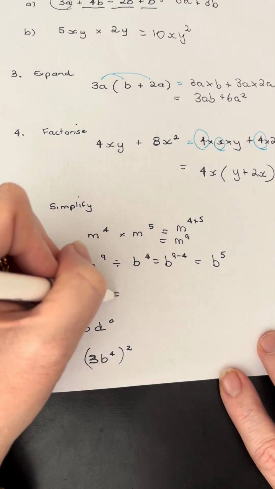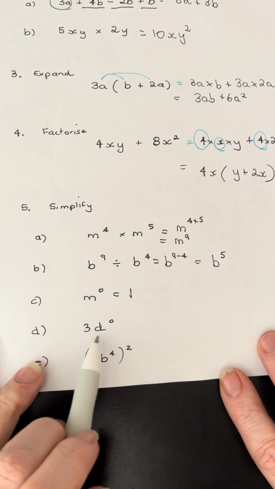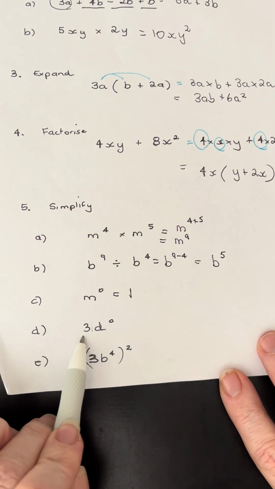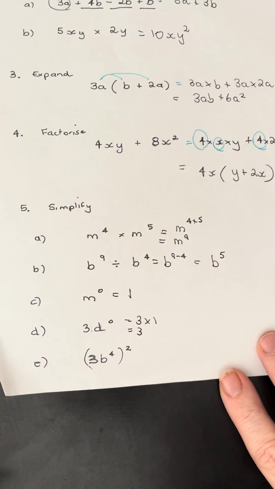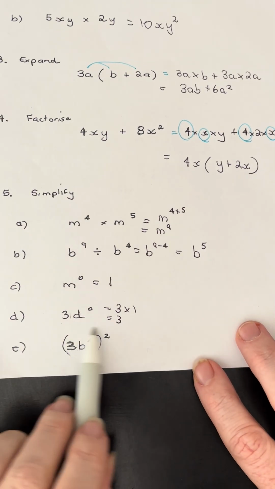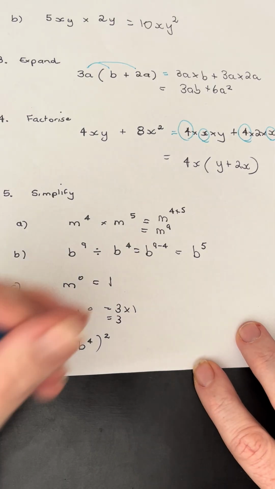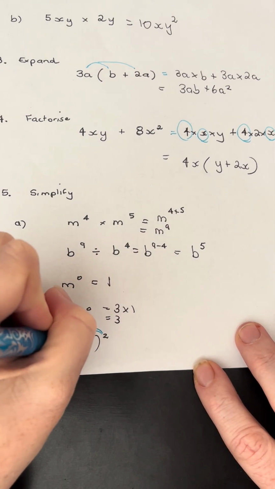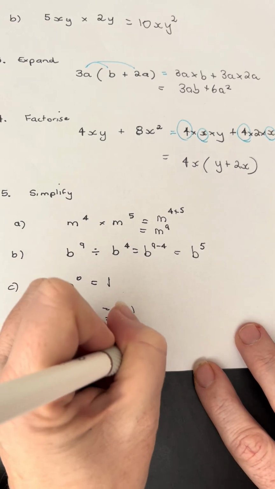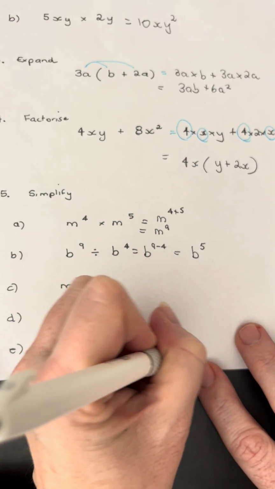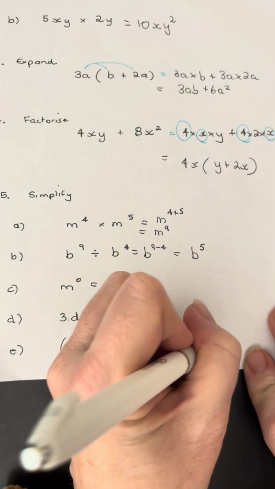Anything to the power of 0 is equal to 1. Here we've got the d to the power of 0, but it's multiplying by 3. So we've got 3 times 1 is equal to 3. And our last one is where we've got the brackets. Now that 2 outside the brackets applies to both of the things inside the brackets. So we've got 3 squared, and we've got b to the 4 times 2. So we can write that as 9b to the power of 8.